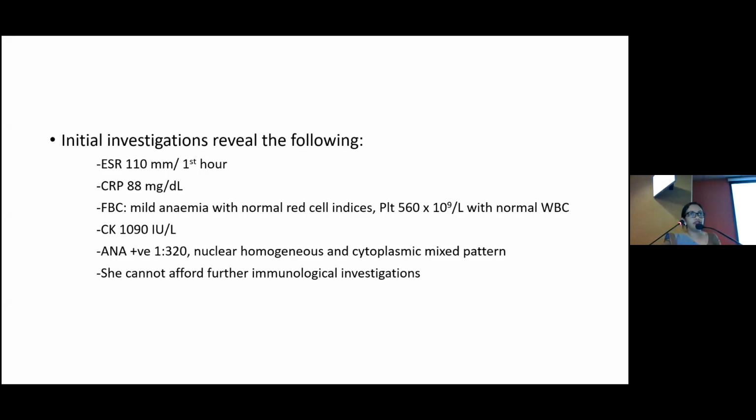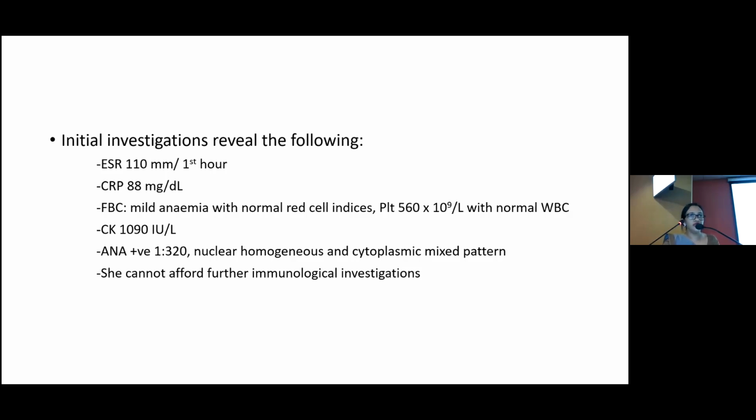And these are the investigations, which will be even more confusing. You have a raised ESR and a CRP, both are raised. Full blood count showing a mild anemia with normal red cell indices, or a normochromic normocytic anemia, with a high platelet count and a normal WBC. CK was 1090 international units per liter, which is obviously elevated. The ANA, she came with this report, which was positive, 1 in 320, nuclear homogeneous and cytoplasmic mixed pattern. Again, the exact antibody association is difficult to say. What you can say is maybe dsDNA is there, but there are some cytoplasmic antibodies as well.